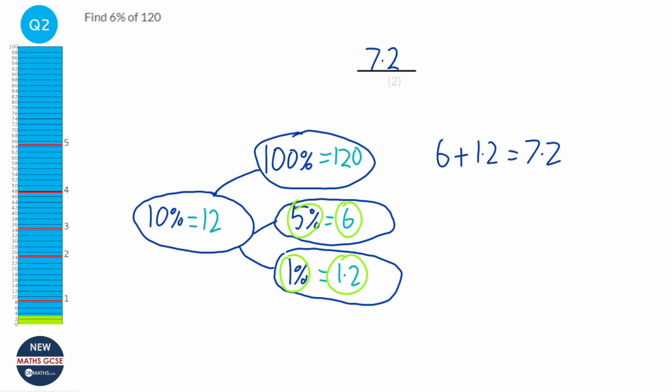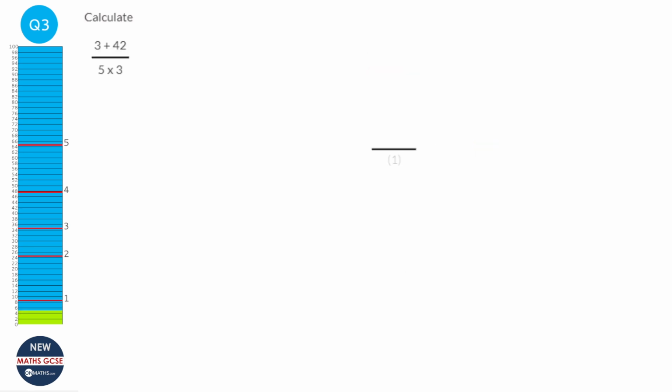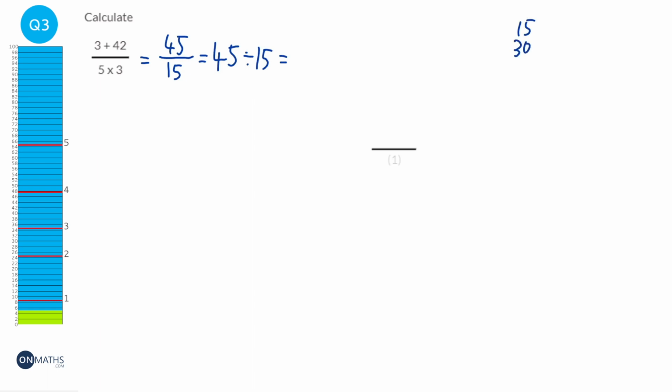And that's our answer. To answer this question, we're going to find the answers to the numerator and denominator, then we're going to divide the two. So 3 plus 42 is 45. 5 times 3 is 15. And what this line means in the fraction, it means divide. So we're going to do 45 divided by 15. So I'm just going to go through the 15 times table and just work out that's 1 times 15, 2 times 15, 3 times 15. So 3 15s in 45.